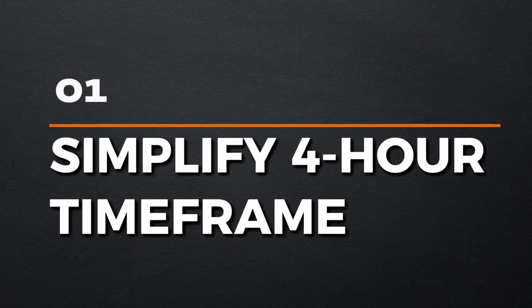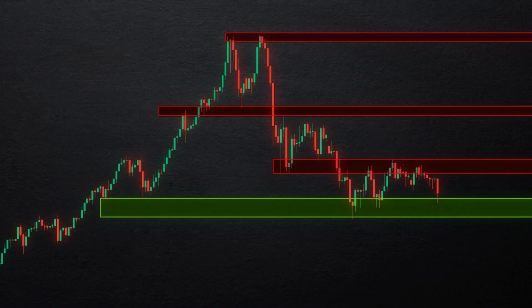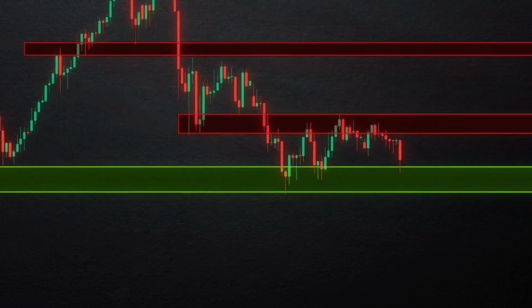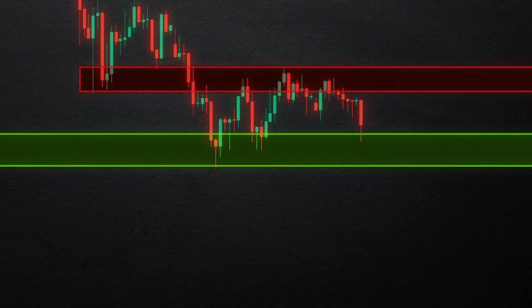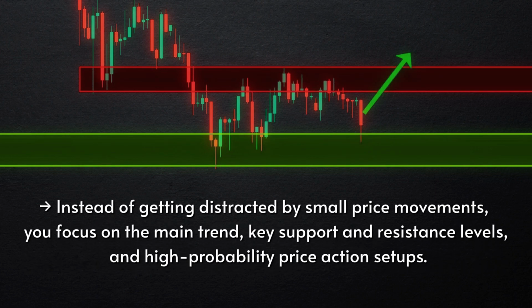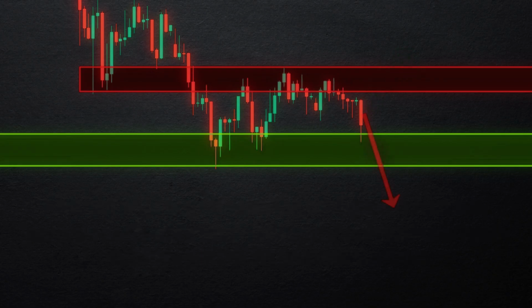Okay, jumping into section 1, simplifying the 4-hour time frame. This is where we establish our baseline. The absolute foundation of this whole thing is what we call the 4-hour range. Simply put, this is just the exact distance between the highest price and the lowest price of the very first 4-hour candle that forms in your trading day.